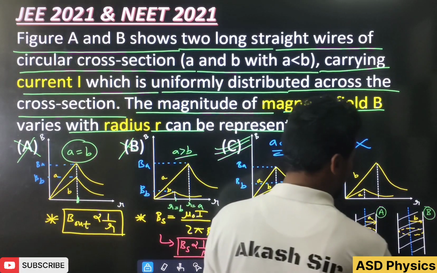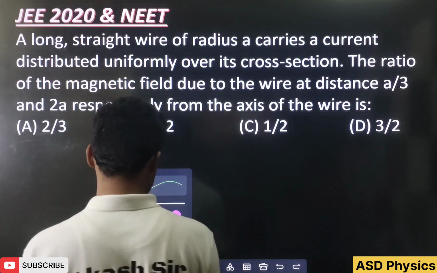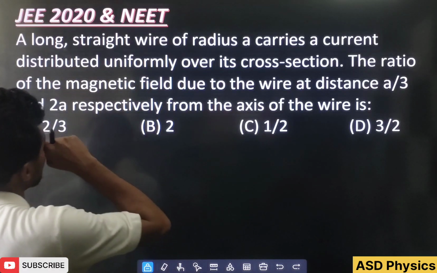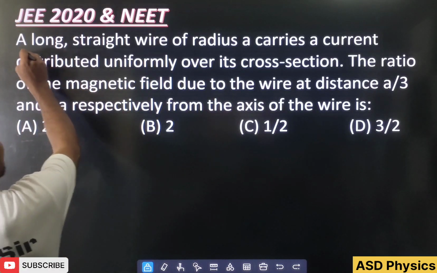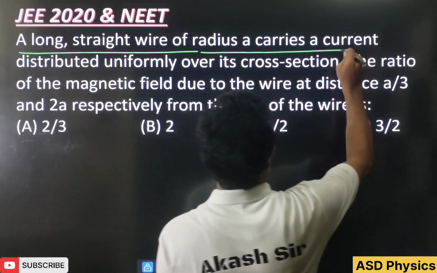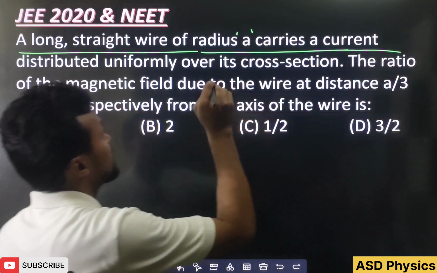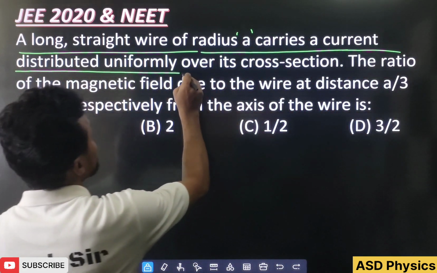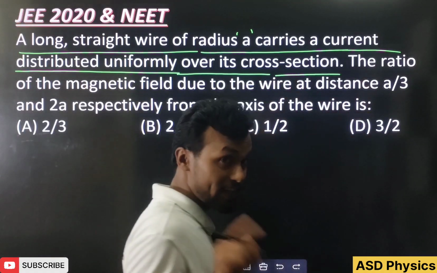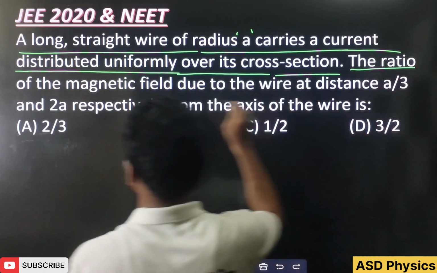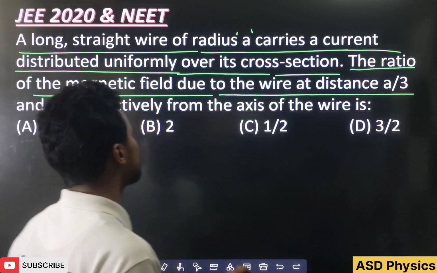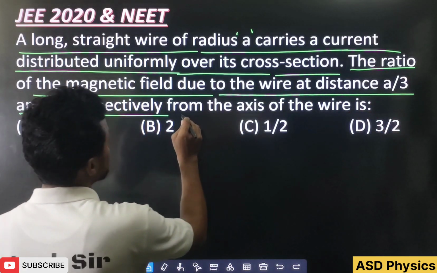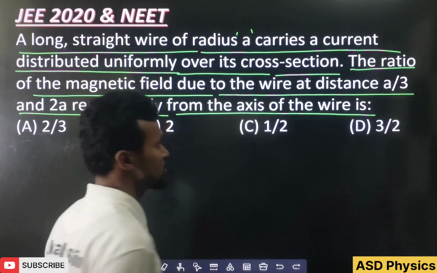Okay, great. Now students, after that we'll see one more question, which was asked in JEE 2020 and is important for NEET also. See the question. A long straight wire of radius A carries a current distributed uniformly over its cross section, again a thick wire. The ratio of the magnetic field due to the wire at distances a by 3 and 2a respectively from the axis of the wire, that means the central line.